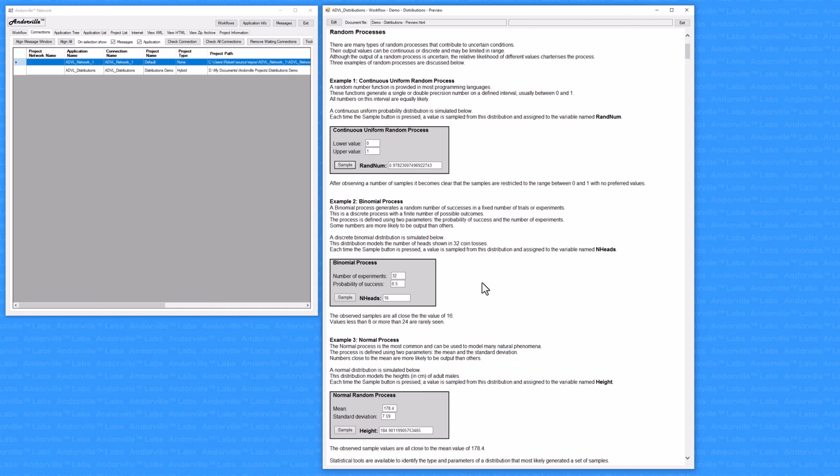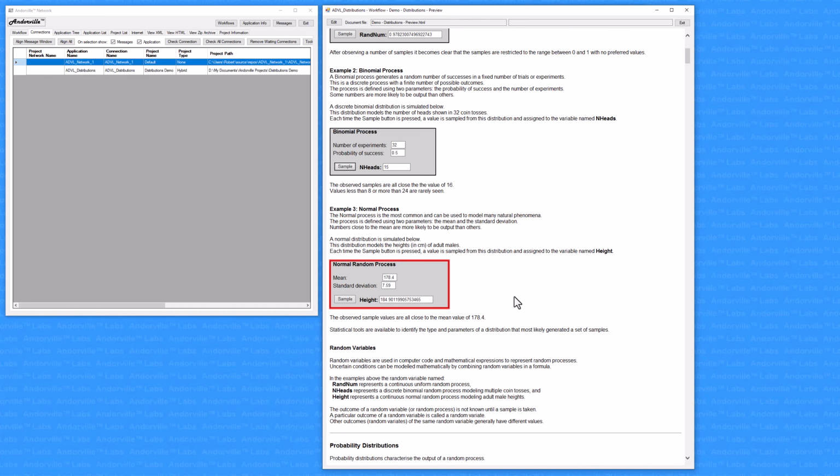This distribution models the number of heads shown in 32 coin tosses. Each time the sample button is pressed, a value is sampled from this distribution and assigned to the variable named n heads. The observed samples are all close to the value of 16. Values less than 8 or more than 24 are rarely seen.